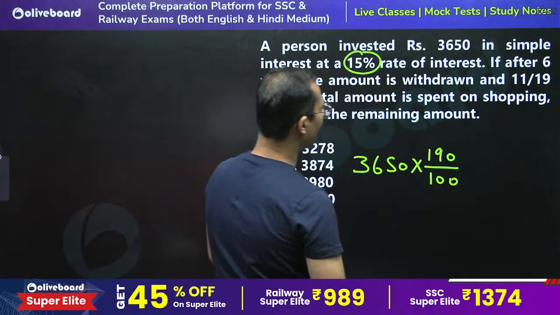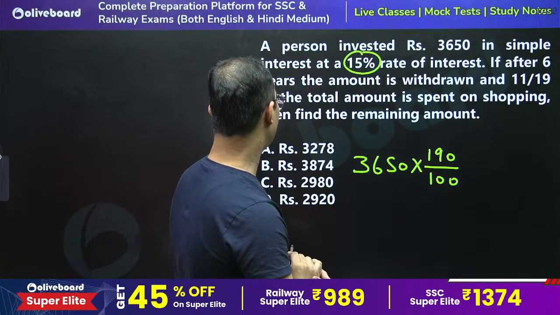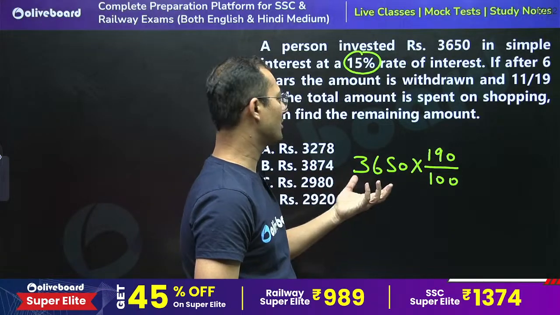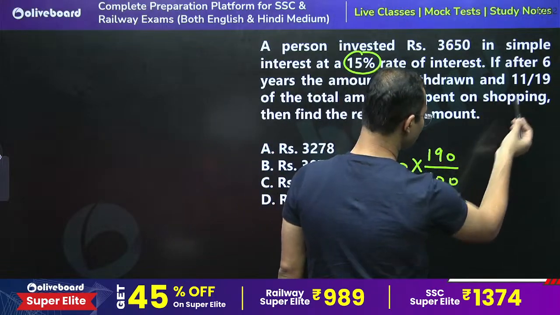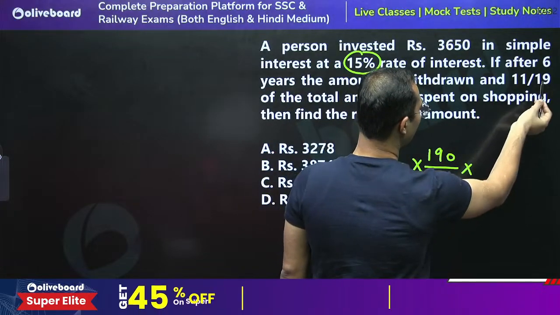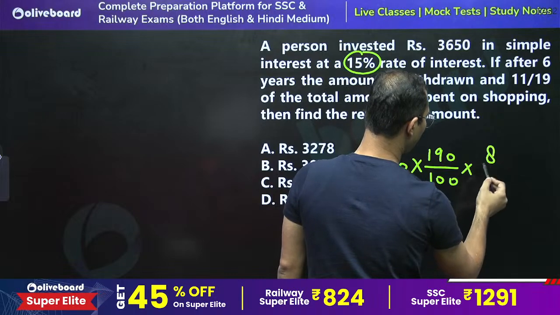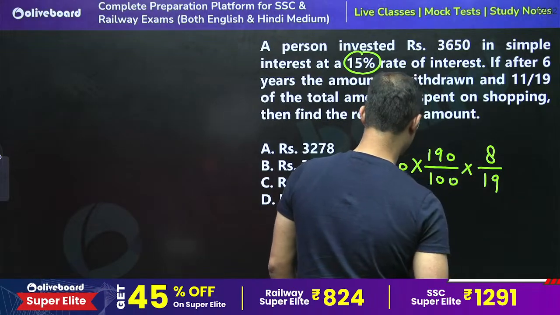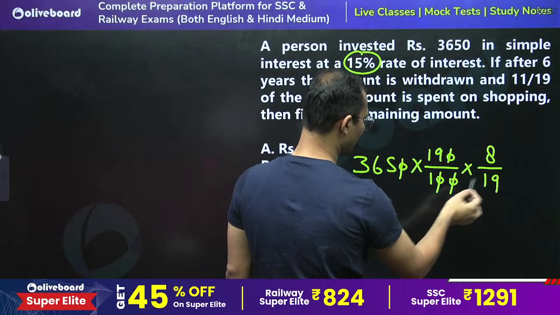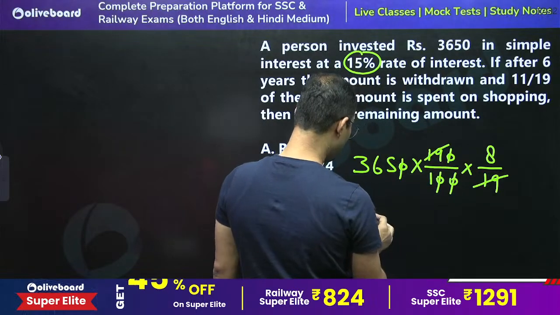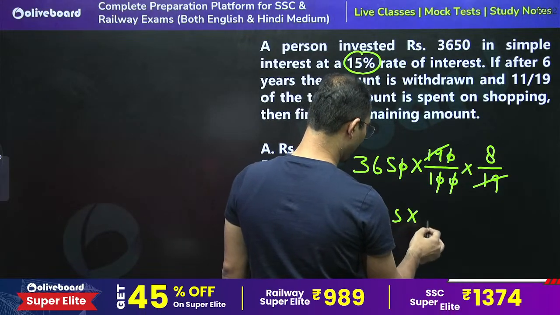Right? And out of this, 11 by 19 of the total amount is spent on shopping. Then find the remaining amount. If 11 by 19 is spent, how much is the remaining? 19 minus 11, 8 by 19, sorry, 8 by 19. So we can say that, see, the zeros cancel. 19, 19 cancel. So 365 into 8, right?